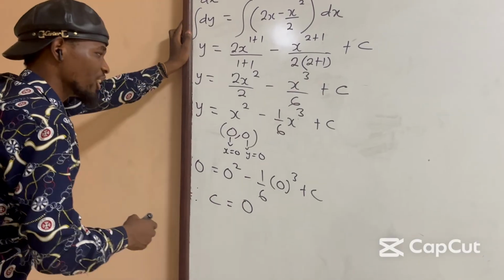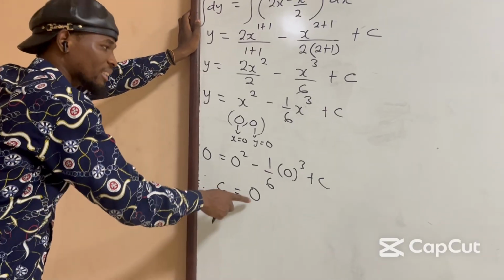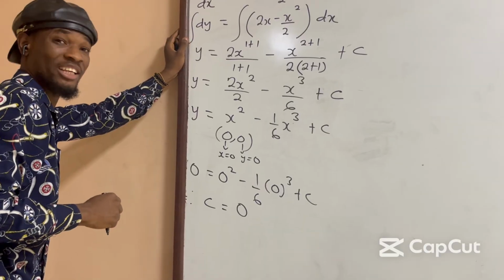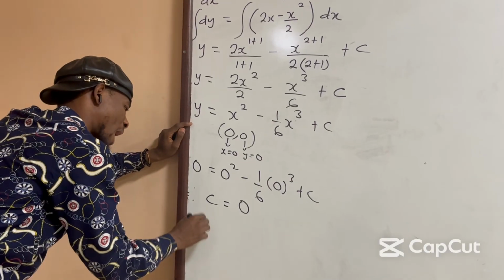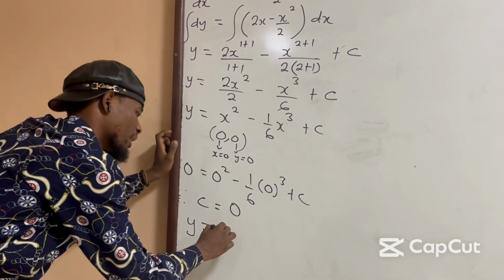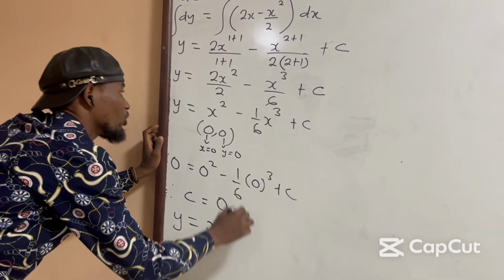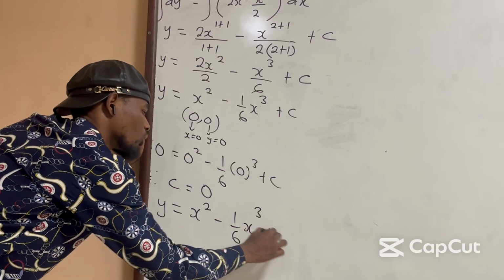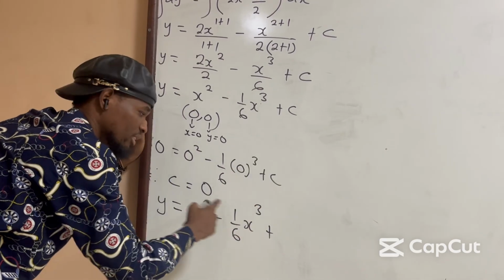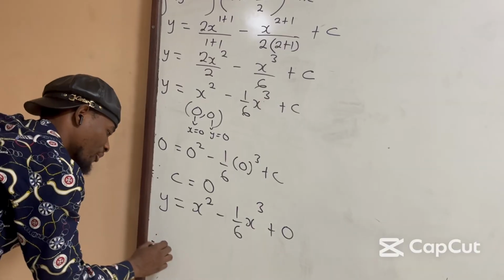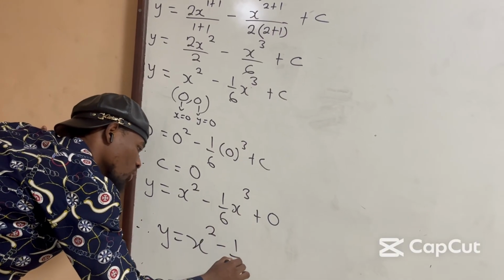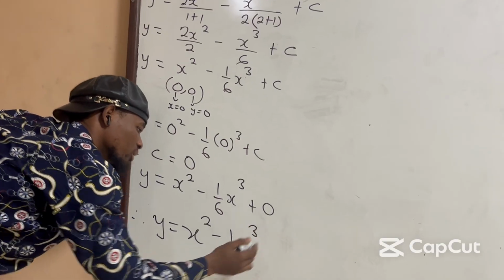So to set up the equation, we are going to replace the value of c into this, and you get that in order to establish the equation. So I have y is equal to x squared minus 1 over 6 x cubed plus what? Plus c. What's the value of c? C happens to be 0. So therefore, our final equation becomes x squared minus 1 over 6 x cubed.